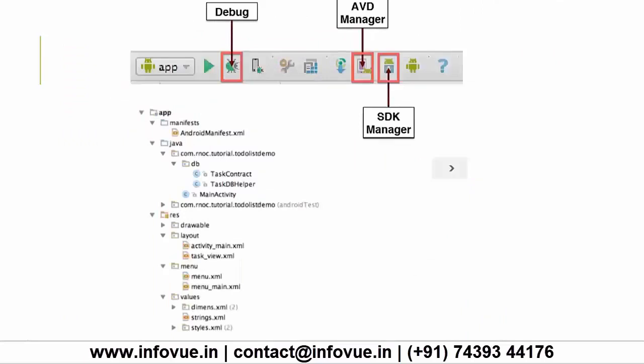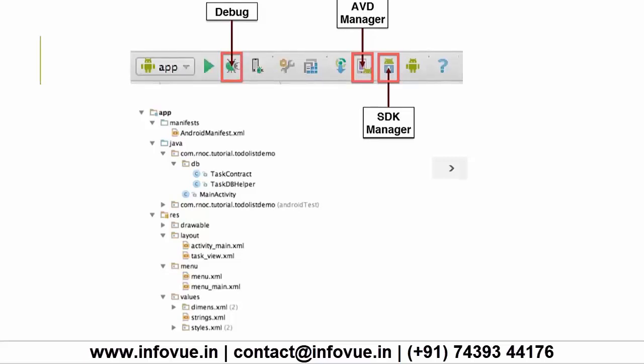Two or three points are mentioned here. The debug button I have already mentioned; it is used for debugging your applications. If you launch your app and it has some error or is not launching, you can use this debug button and you will get a list of the errors you are getting in launching your app. And the AVD manager is the Android Virtual Device manager, which is used for launching your app.